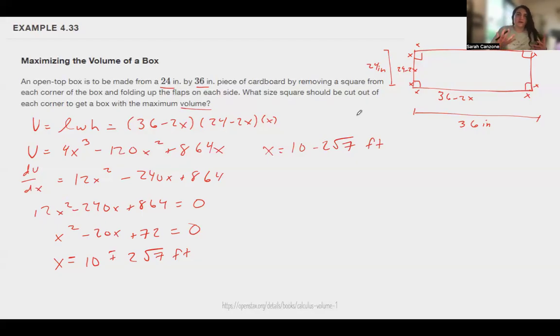And you notice I didn't have to use a calculator to do that. I was able to just use my knowledge of where the square root of 7 lies and then my knowledge of the fact that 30 is bigger than 24, and we don't live inside of a vacuum or a black hole or, I don't know, science. Anyway, so this is my x value that should be cut out of each corner. So that's the side of the square.